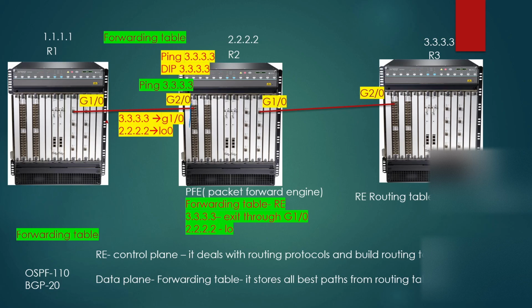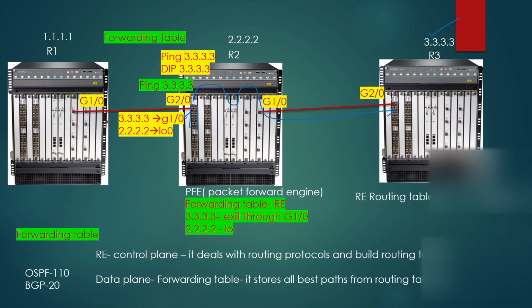So here it is a PFE, and the PFE has this forwarding table. Once the packet arrives on this interface, it will do a route lookup in the PFE forwarding table, and it finds that G1/0 is my exit interface to reach 3.3.3. So now the data will go to the SCB, and from SCB to another SCB, and it is going to R3. Whatever data is going to 3.3.3, is it going to the routing engine, or through the SCB itself it is going to R3, from one line card to another line card?